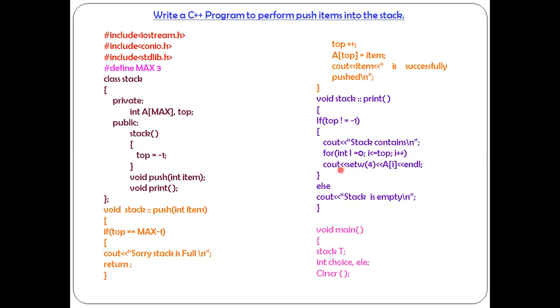Condition true means cout stream insertion setw of 4. setw of 4 means it will give 4 horizontal blank spaces: 1, 2, 3, 4, horizontal, not vertical. In order to use this setw function, I have to add one more header file, that is #include <iomanip.h>, the input output manipulators header file.